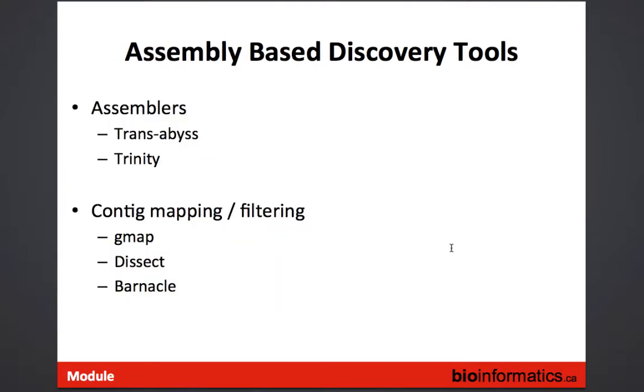I'm not going to talk too much about assembly-based tools, although we're going to try and do some assembly of some fusion transcripts in the lab. There's a couple good options, Trans-ABySS and Trinity. Trinity is pretty good because it gives you full-length fusion transcripts, whereas Trans-ABySS just gives you the sequence at the fusion boundary, which is often difficult to take and map back to the genome. And then after you have the contigs, you can use something like GMAP, which is a really nice contig aligner, or Dissect, also a contig aligner, or Barnacle, which does a little bit more in terms of it actually does the annotation for you.